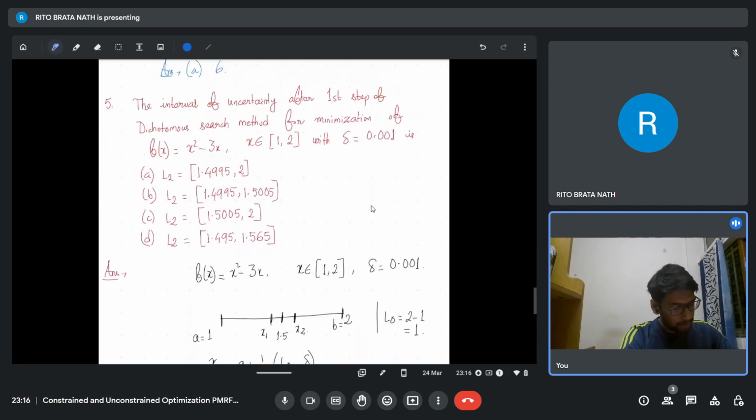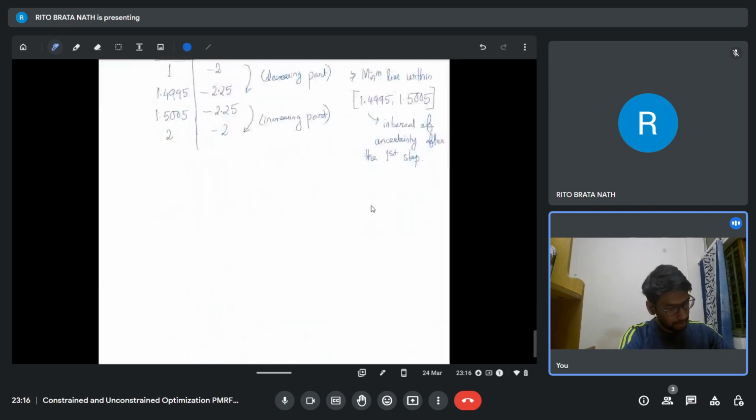Yeah, option B is the correct one here. So your answer is option B, which is L2 equals 1.4995, comma, 1.5005. Okay, so this is the correct answer. Okay, so that's all about the fifth problem.